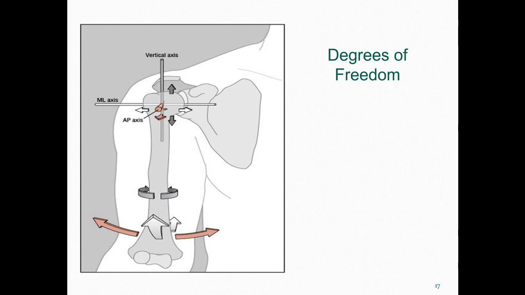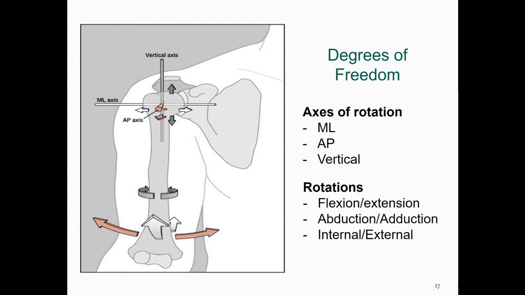Here we see the right glenohumeral joint, or shoulder joint. This is a joint with a particularly large number of degrees of freedom. Motion about this joint can be described using 3 axes of rotation and 3 directions of rotation.